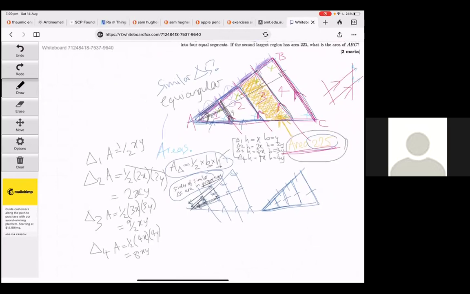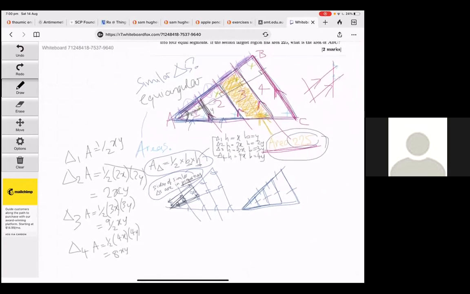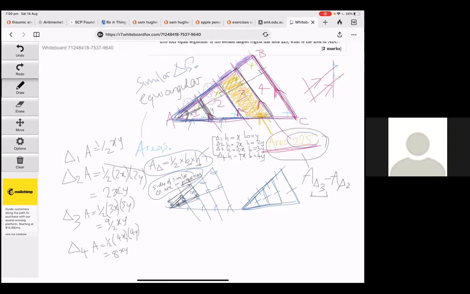And what I have here is not exactly the area of one of these triangles, but I can write it in terms of the areas of the triangles that I do know about. So this area is actually the area of the third triangle minus the area of the second triangle. So remember, the third triangle is the third biggest, and then the second one is that one. So I know that my area 3 minus area 2 is 225. So that can tell me something about x and y.